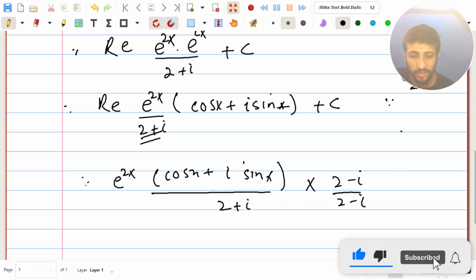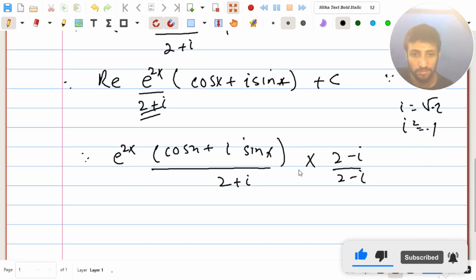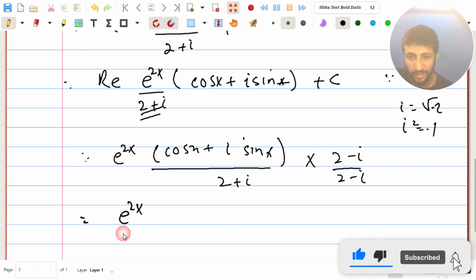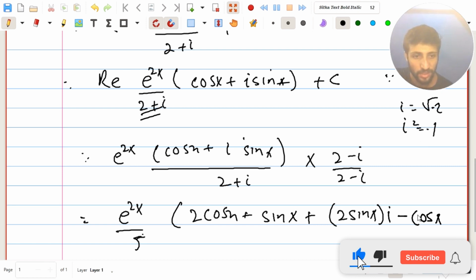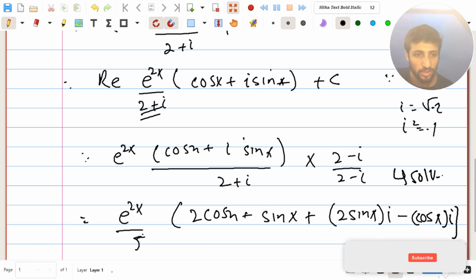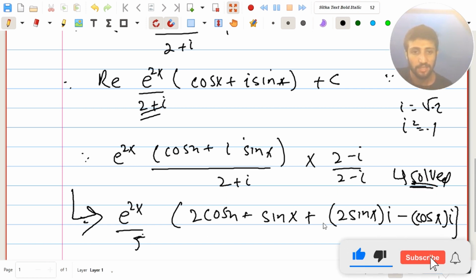As we all know, iota is equal to root of minus 1 and iota square is equal to minus 1. So when you solve this out by multiplying and taking the conjugate, what you will get is e to the power 2x divided by 5 into (2 cos of x plus sine of x), and the imaginary part is simply (2 sine of x minus cos of x) iota. You need to solve this out by pausing this video and you will get this answer over here.